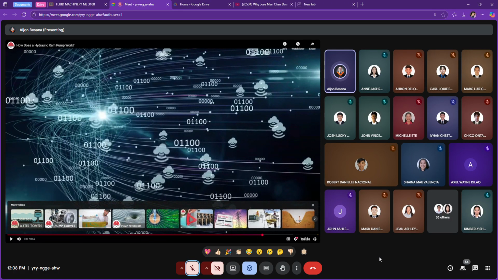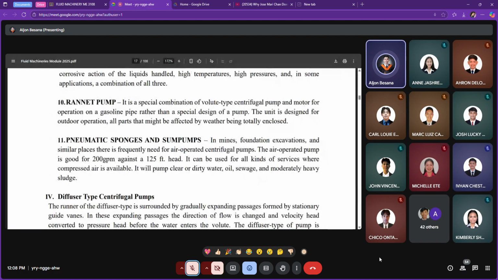Alright, so that is your ram pump, no? So the ram pump is the principle that we will use in... I'm sorry. Okay. So the ram pump is what you will be building on our face-to-face meeting this coming Friday.